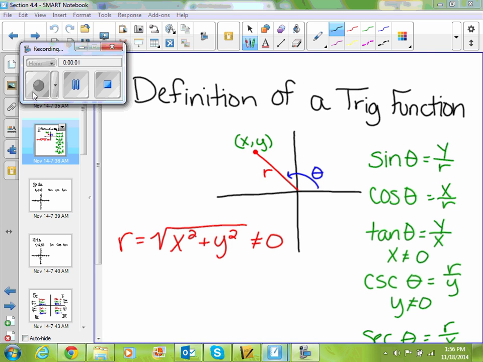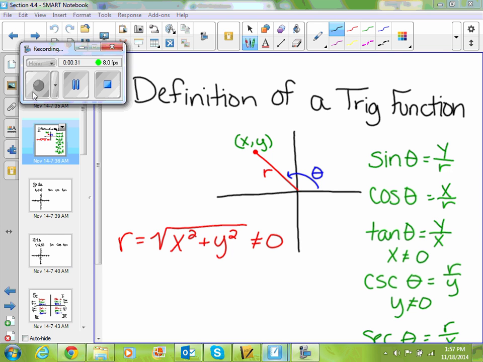So if we look at the definition of a trig function with angle theta being anywhere in our 4 quadrants, that will give us an x, y value. Okay, and then r is the length of the line segment formed by that. So our distance formula tells us that r equals the square root of x squared plus y squared, and obviously your distance can't be 0. So once we have x, y, and r, then we can identify any of our trig functions.